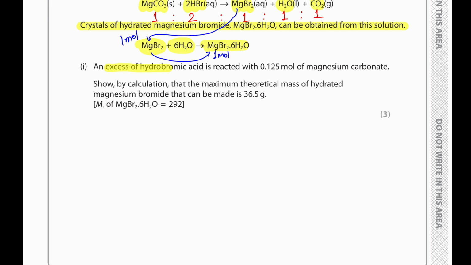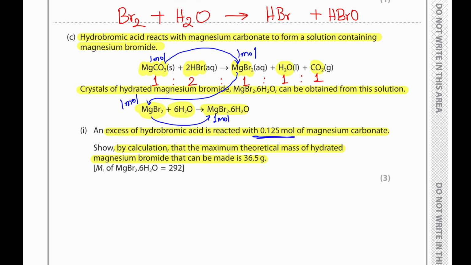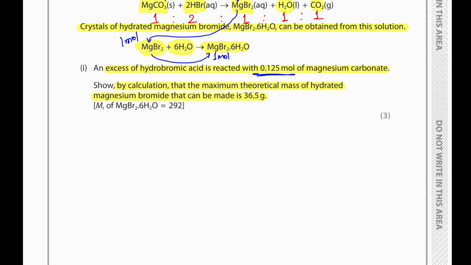An excess of hydrobromic acid reacted with 0.125 mole of magnesium carbonate. Show by calculation that the maximum theoretical mass of hydrated magnesium bromide that can be made is 36.5 grams. So 0.125 moles of magnesium carbonate has reacted, and we will derive from that, because it reacts in a 1 to 1 to 1 to 1 ratio with MgBr2.6H2O. Whatever moles of MgCO3 are present will be the same moles of MgBr2.6H2O.